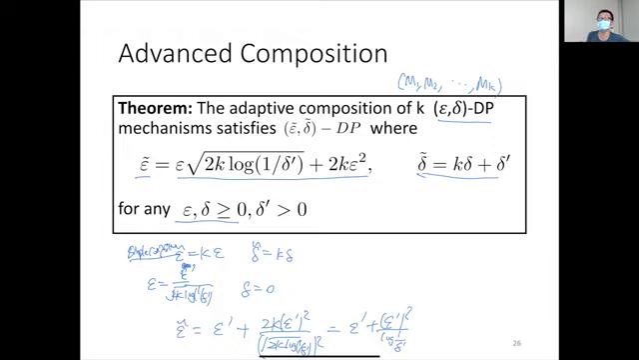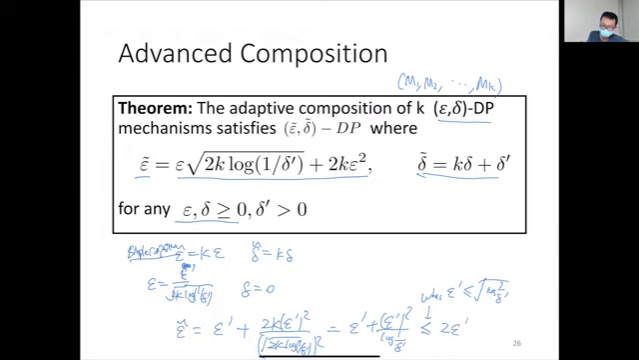Okay, so when epsilon prime is smaller than 1, when epsilon prime is smaller than log 1 over delta, when this parameter epsilon square is smaller than square root of log 1 over delta, which is a reasonable range for a reasonably strong privacy guarantee to hold, this is smaller than 2 times epsilon prime.